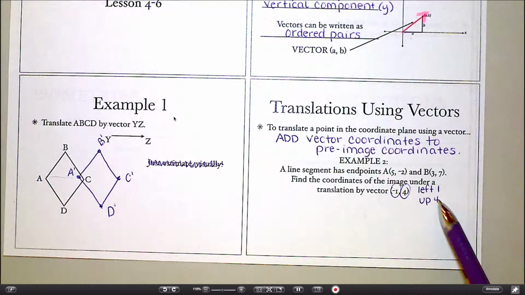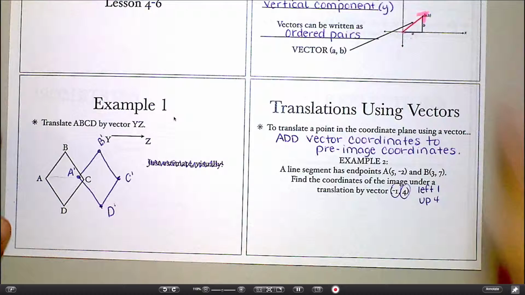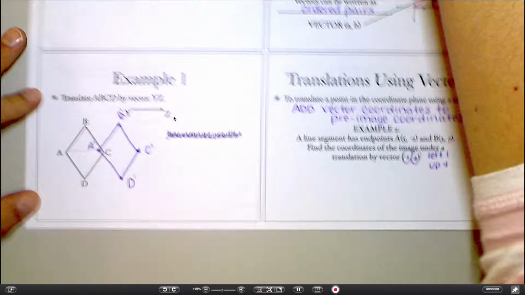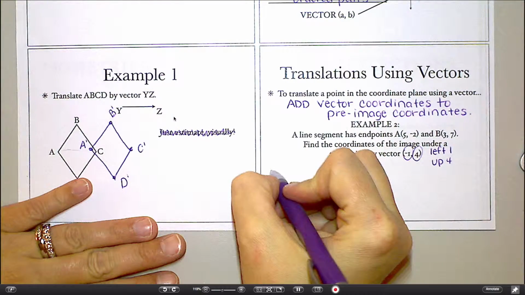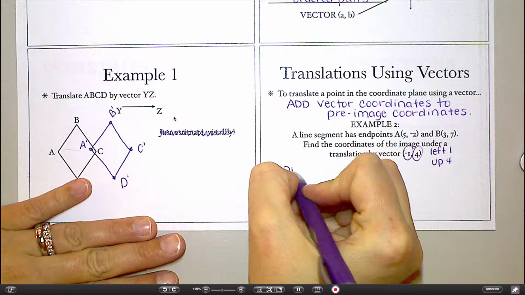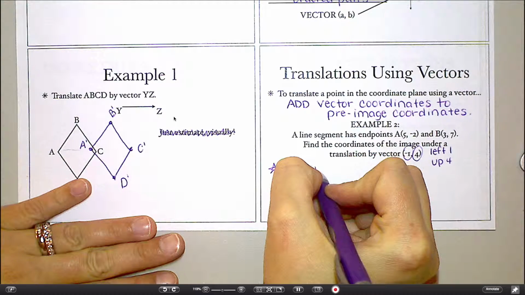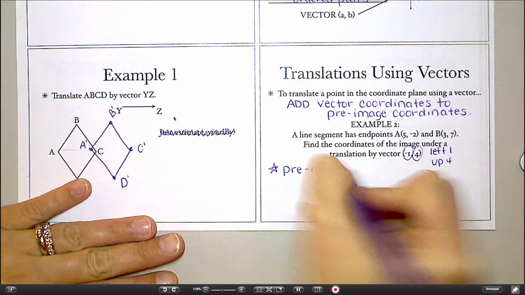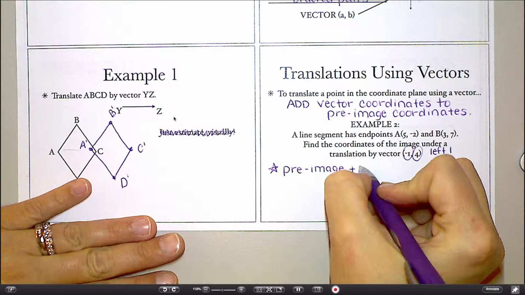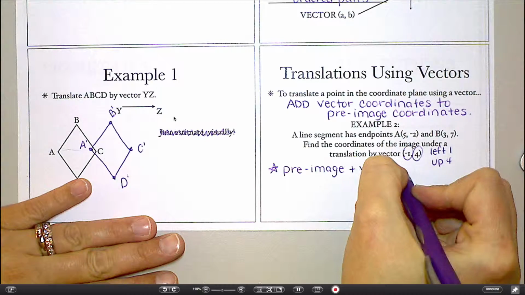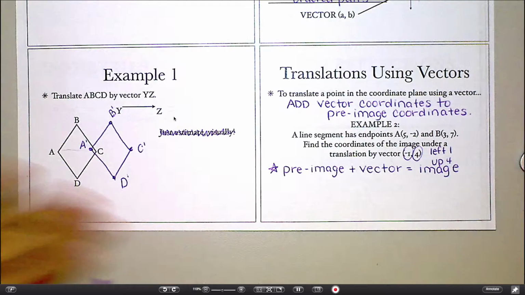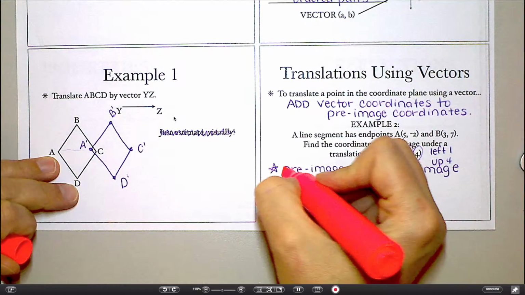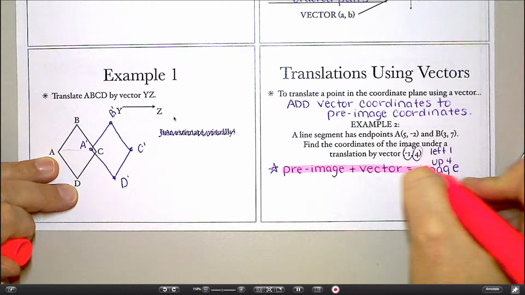Well, I could draw the graph and physically do this translation, or I can just use some addition, and I'll show you what I mean by that. The big thing I want you to mark down, and I'm going to highlight this, is that to do these, you always want to do pre-image, that's your original, plus the vector, and that gives you your image. That's the strategy you're using every single time. So pre-image plus vector equals your new image.